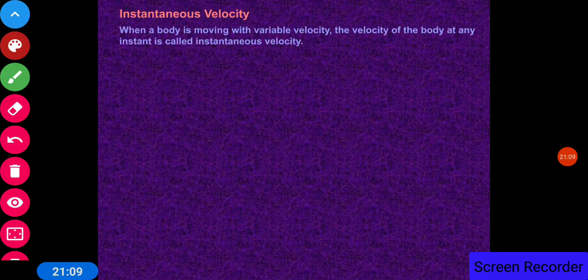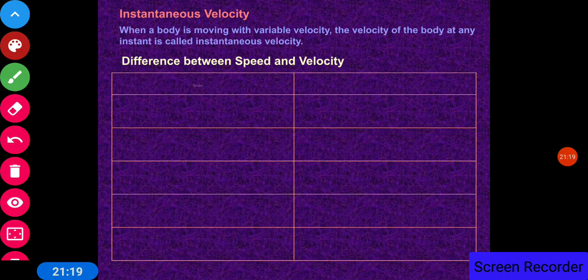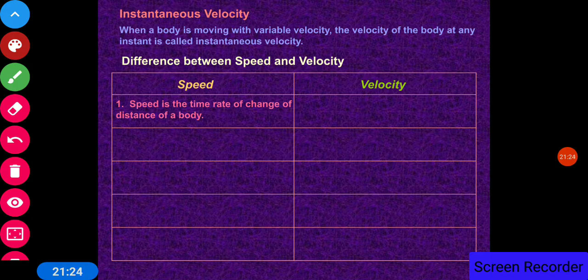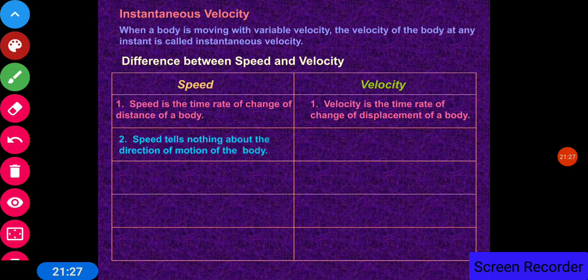Instantaneous velocity. When a body is moving with variable velocity, the velocity of the body at any particular instant is called the instantaneous velocity. Now, the difference between speed and velocity. Speed is the time rate of change of distance of a body, while velocity is the time rate of change of displacement of a body.